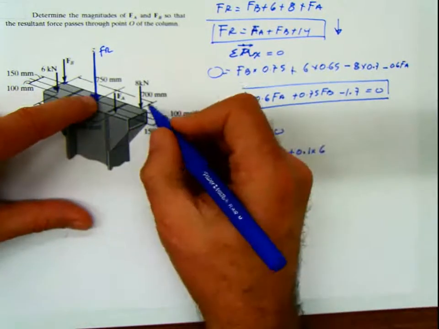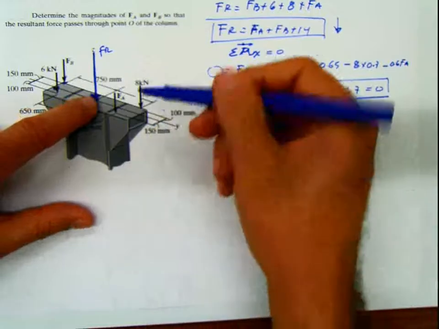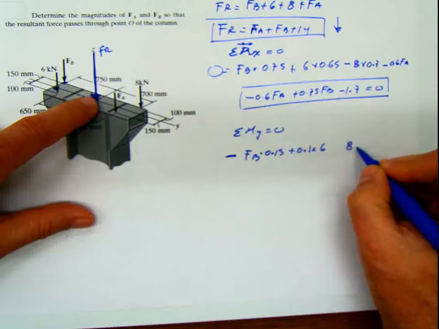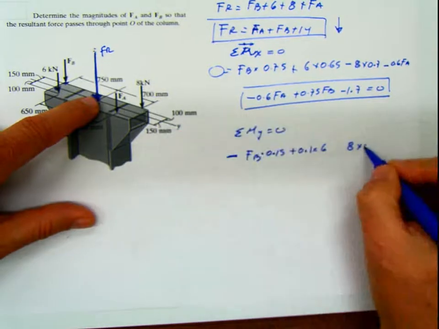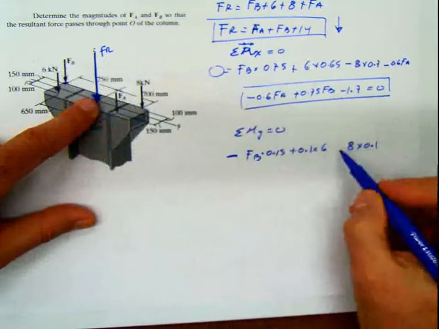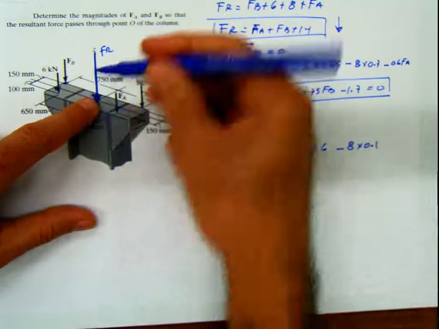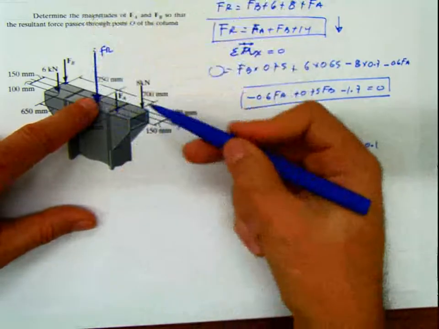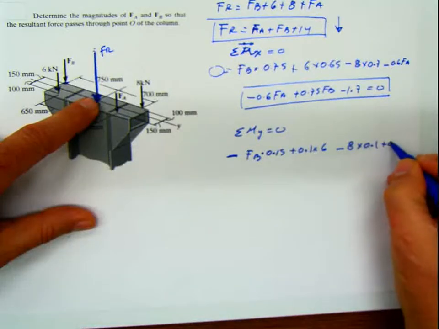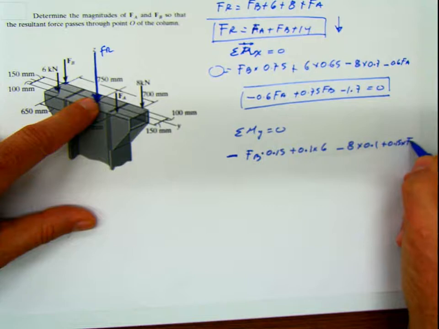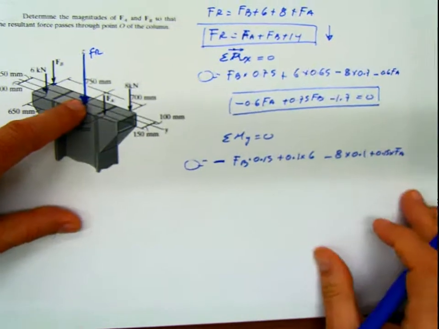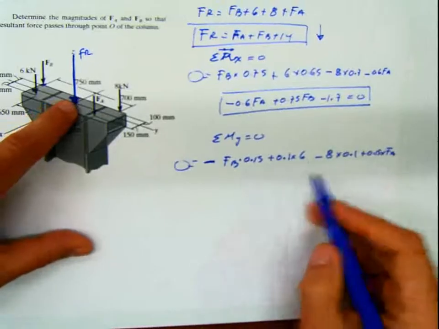Now when you move to this one, rotation of that force, when I apply it here, is going to be 8, the value of the force, times 0.1, the value of the distance, and it's going to make the rotation in that direction, meaning negative. And this force acting here is going to cause the rotation to come in this way. So that is going to be positive 0.15 times FA. And that has to be 0, because I know that the summation of the moments also in Y has to be 0.